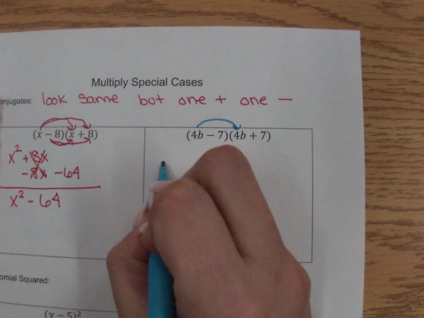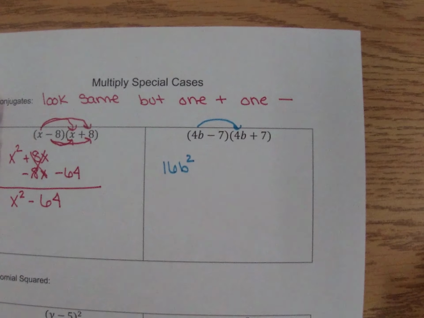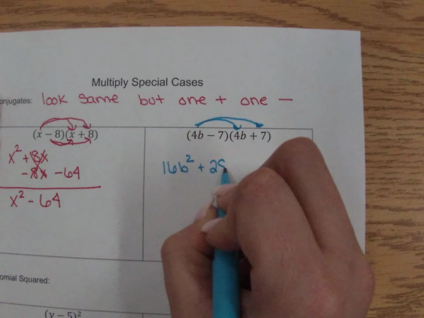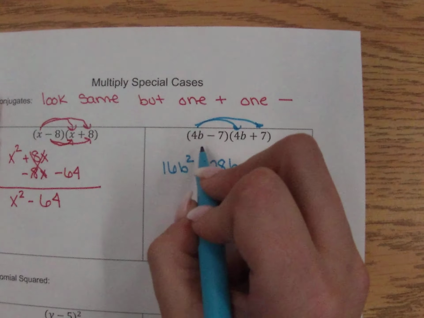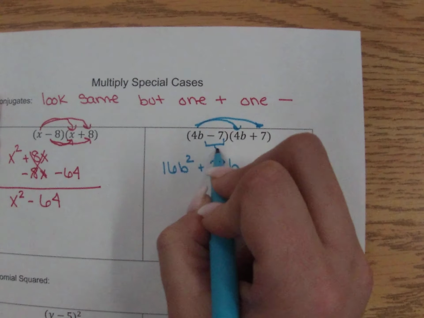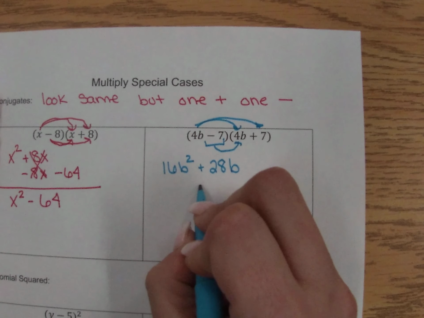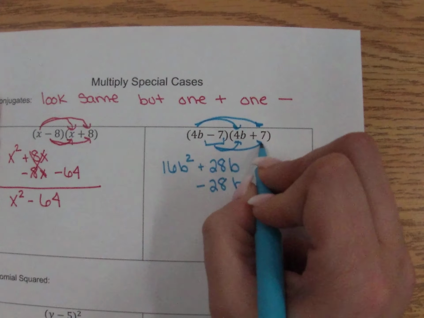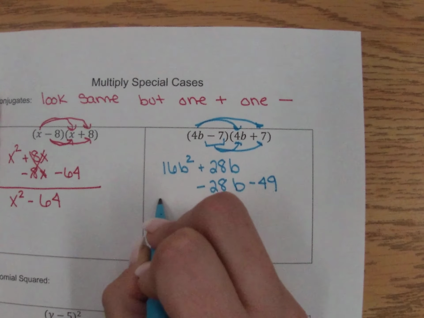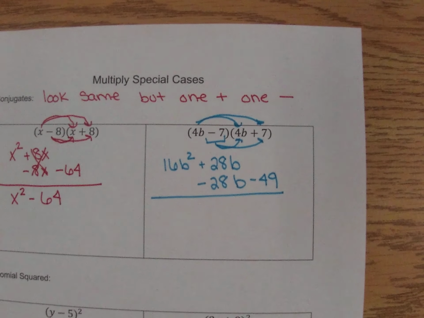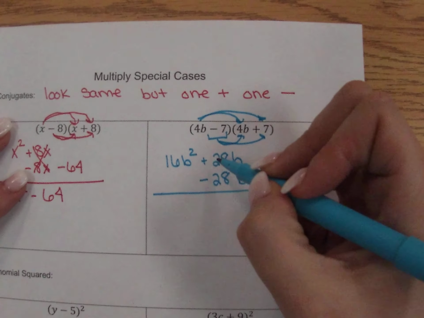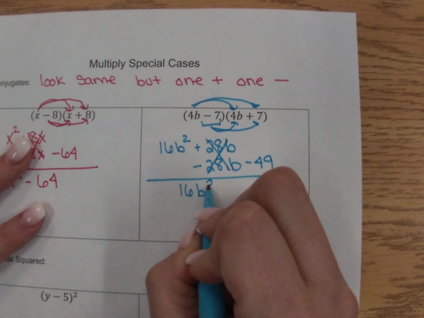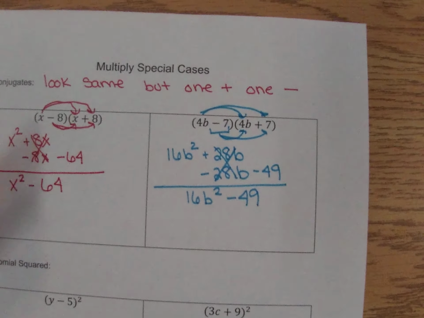4b times 4b is 16b squared. 4b times 7 is positive 28b. And then I'm going to distribute my second term, which is a negative 7. So negative 7 times 4b is a negative 28b. And negative 7 times positive 7 is a negative 49. Now we'll notice we have the same situation we had on the last problem, a positive 28 and a negative 28. These cancel and we're left with 16b squared minus 49.